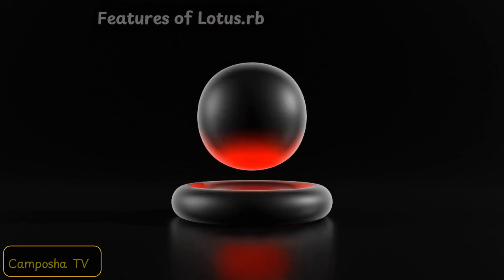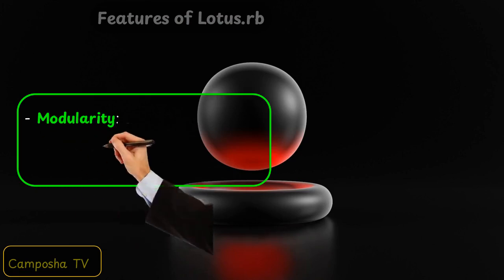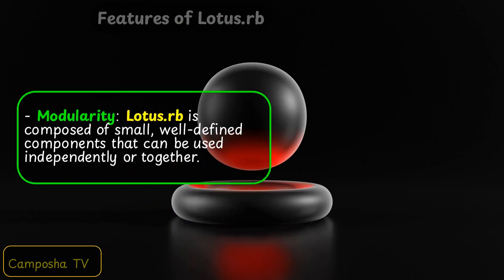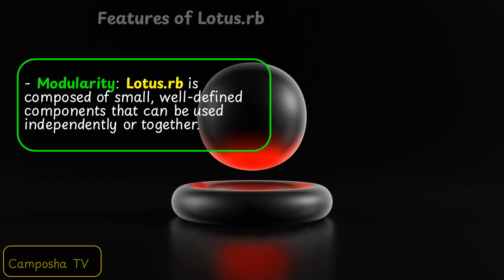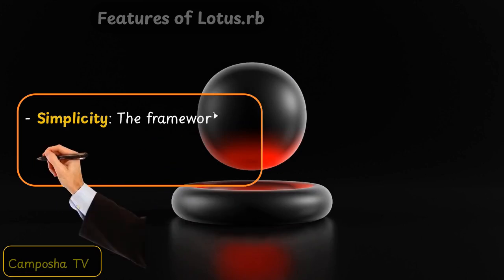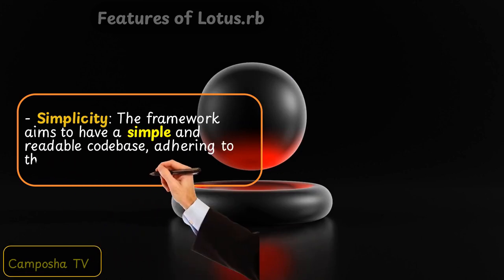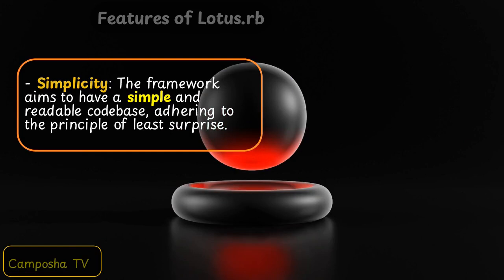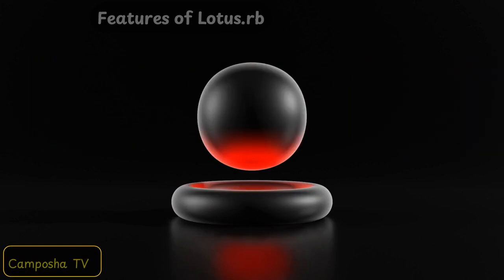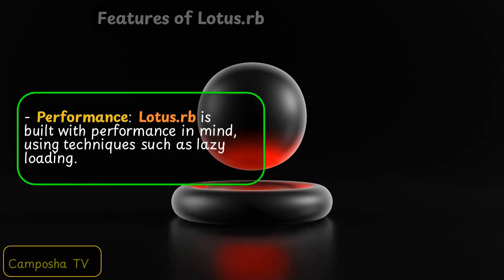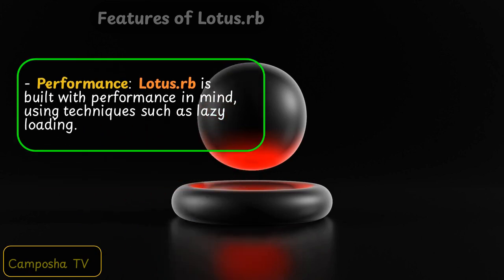Features of Lotus.rb. Modularity. Lotus.rb is composed of small, well-defined components that can be used independently or together. Simplicity. The framework aims to have a simple and readable code base, adhering to the principle of least surprise. Performance. Lotus.rb is built with performance in mind, using techniques such as lazy loading.